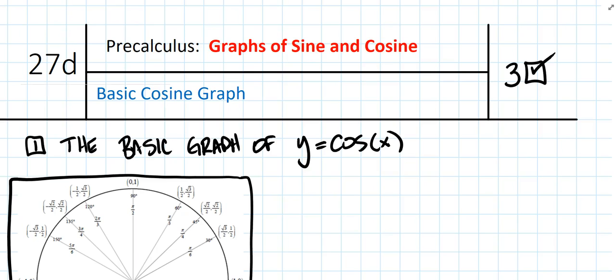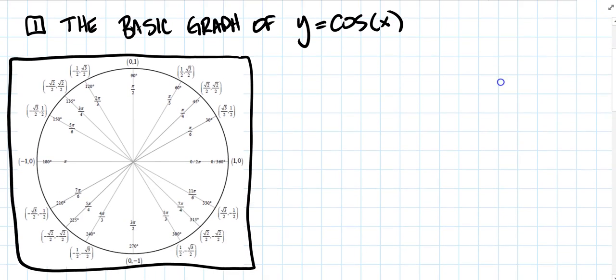Welcome to Precalculus Concept 27D. Underneath graphs of sine and cosine, we're now going to focus our attention on the basic graph for cosine. There are three boxes. So here is box number 1.